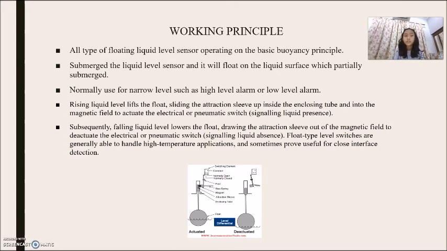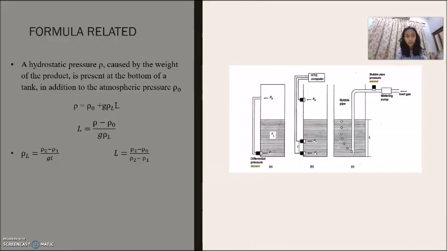Rising liquid level lifts the float, sliding the attraction sleeve up inside the enclosing tube and into the magnetic field to actuate the electrical or pneumatic switch. Subsequently, falling liquid level lowers the float, drawing the attraction sleeve out of the magnetic field to deactivate the electrical or pneumatic switch. Float type level switches are generally able to handle high temperature applications and sometimes prove useful for close interface detection. Next, we are going to talk about the formula related to the level sensor.